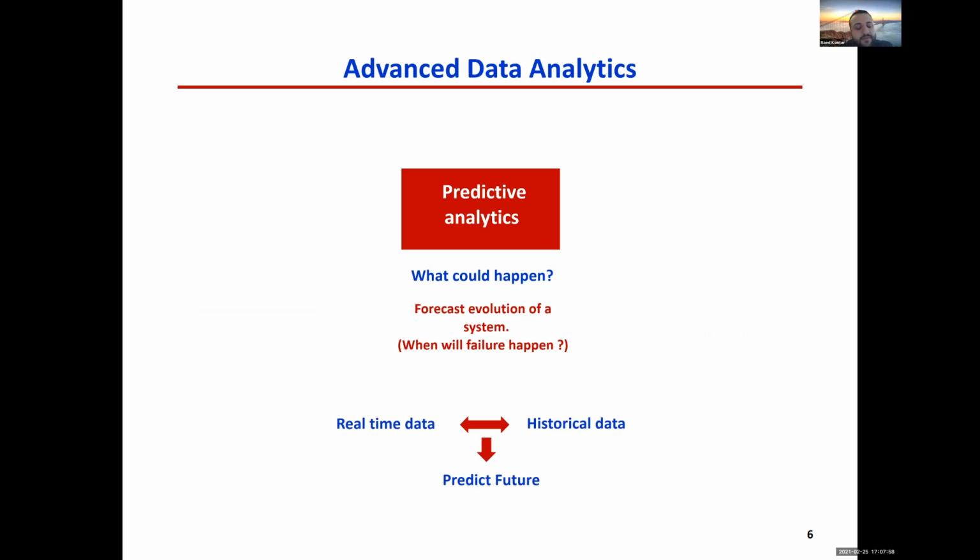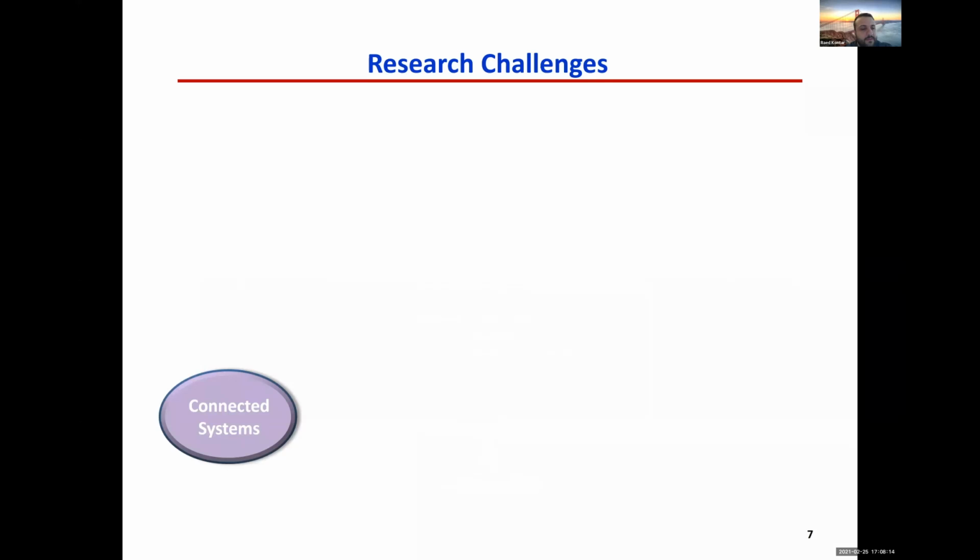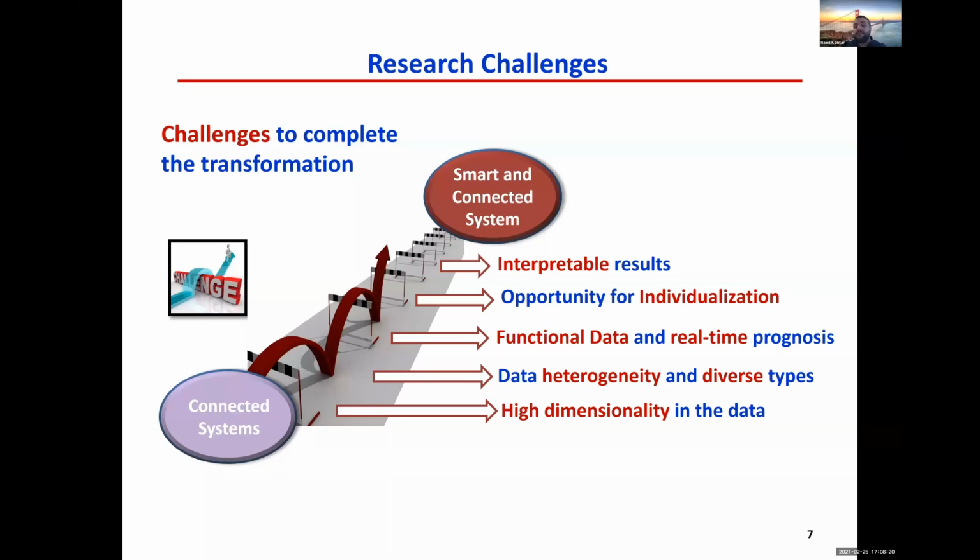So I will specifically focus on how we can combine real data, which comes in online from systems in real time, and historical data to try to predict an event that happens in the future, for example, a failure of a specific device. Okay. So with this connectivity that Internet of Things provides, there are indeed many statistical challenges.